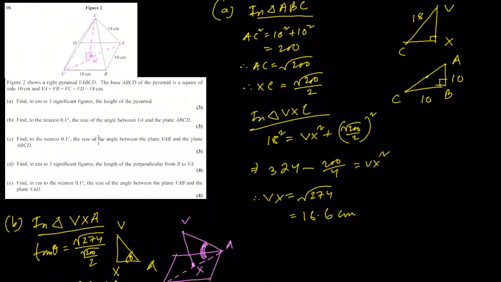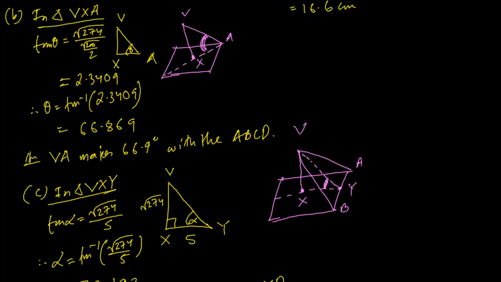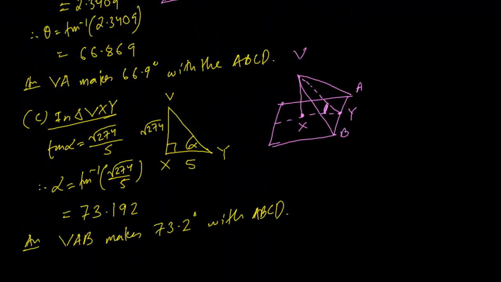Now the next one is, find in centimeter the length of the perpendicular from B to VA. B to VA. Okay, this is a common question from area sum, where you have to find the perpendicular distance. This is how it is usually done.